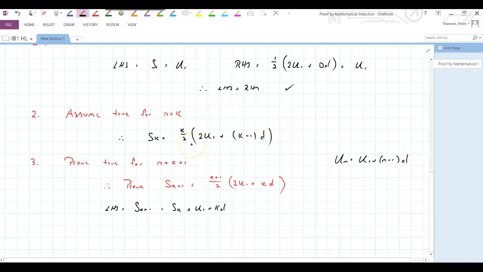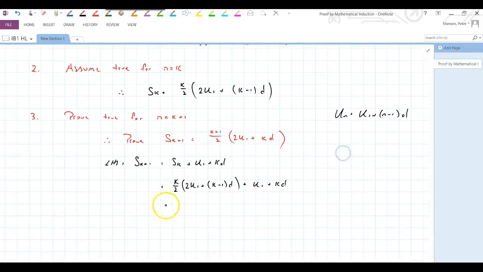So it's the sum of the first k terms, then the next one, the k plus first term. So, right, now we're going to substitute this in for S_k. So it's equal to k over 2 times (u1 plus (k minus 1)d) plus (u1 plus kd).